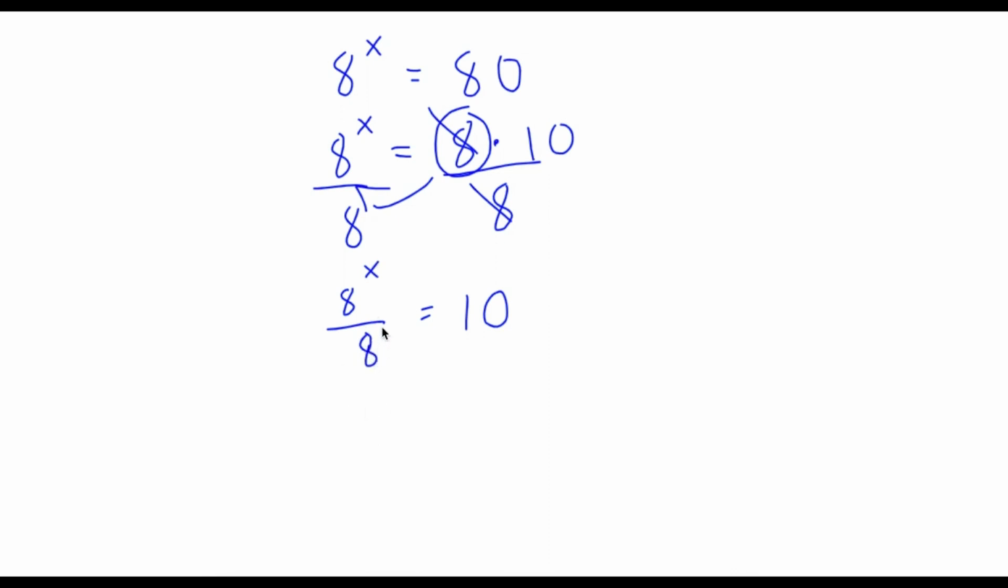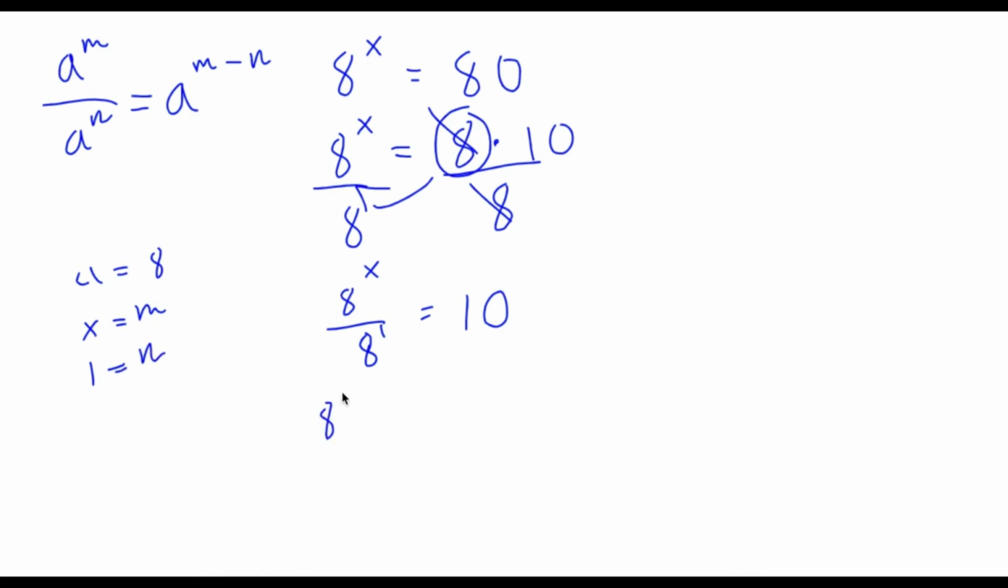Now, this 8 here is the same thing as 8 to the power of 1, right? Now, if we have something in the form a to the power of m divided by a to the power of n, this is equal to a to the power of m minus n. So a to the power of x divided by a to the power of 1, we can think of a as 8 here, x as m, and 1 as n. So if we plug this in, we get 8 to the power of x minus 1. This is equal to 10.